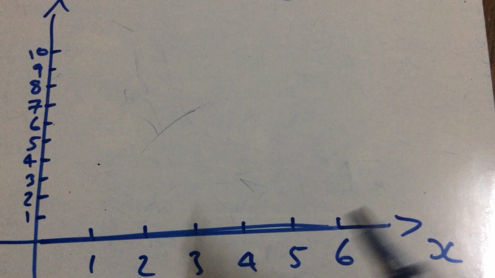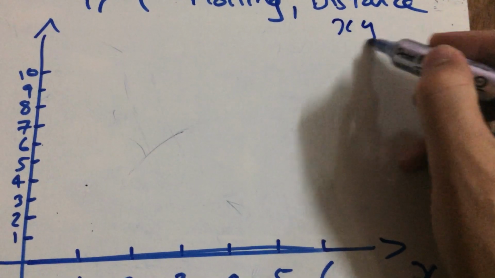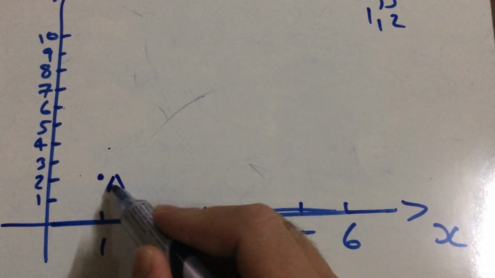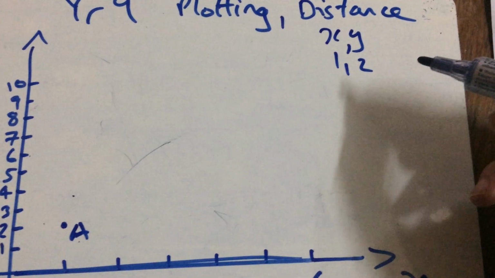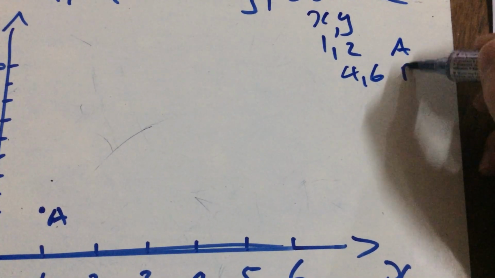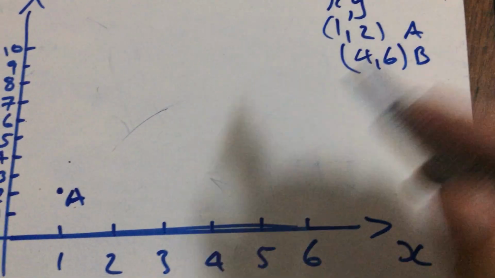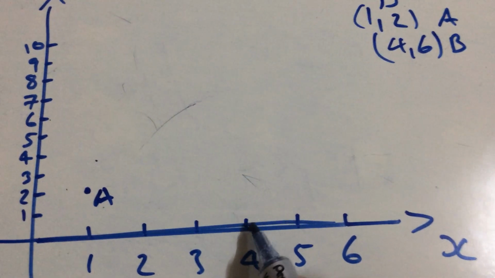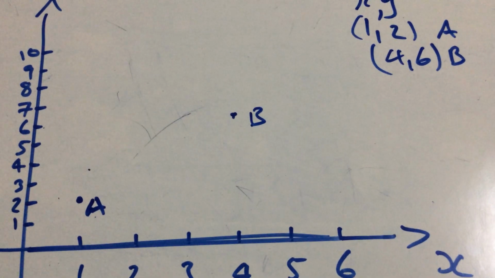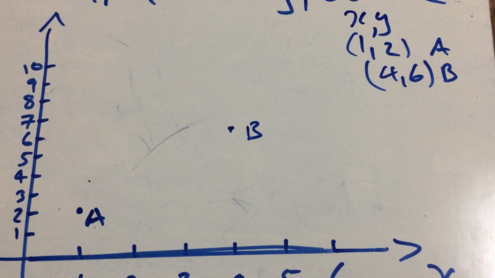Now remember, we always plot x and then y. So across and then up. So 1, 2. So that's the point A. Then say there's another point 4, 6, and we'll call that B. So we go across to 4 and then up to 6. Now this is just a sketch, so the scales might not be the same. But then there are a number of things we might want to know about this.